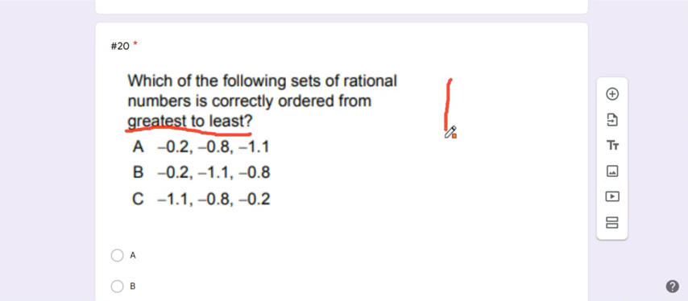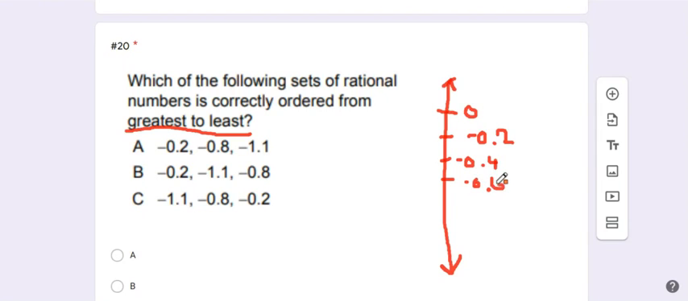So let me draw a vertical number line here. Okay, here's our vertical number line. Let's say this is 0. Okay, and then we're going to go down. Of course, below 0 are all the negatives. So let's call this negative 0.2. Okay, then we have negative 0.4, negative 0.6, negative 0.8, then negative 1, and let's say negative 1.1, right? It's a little below negative 1.